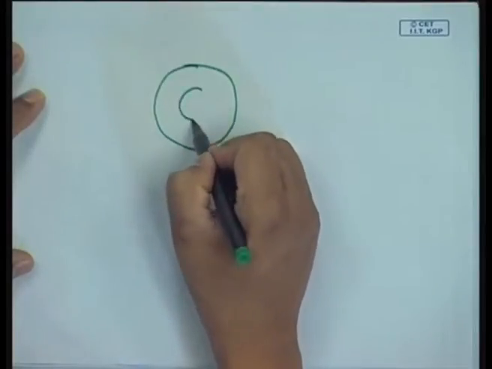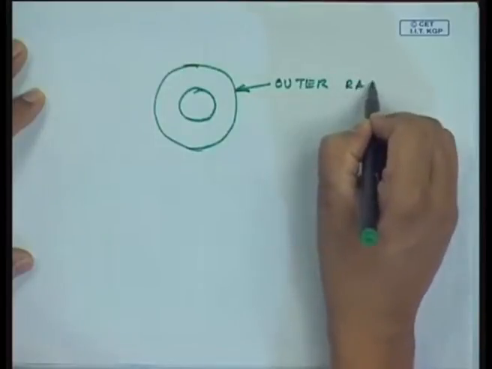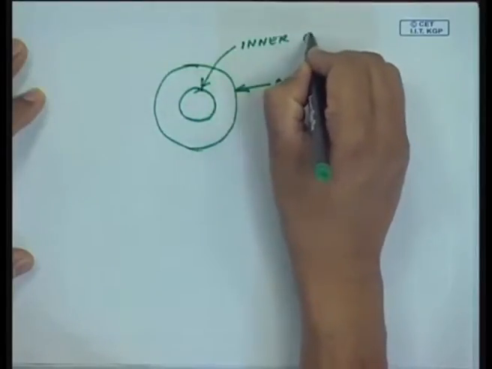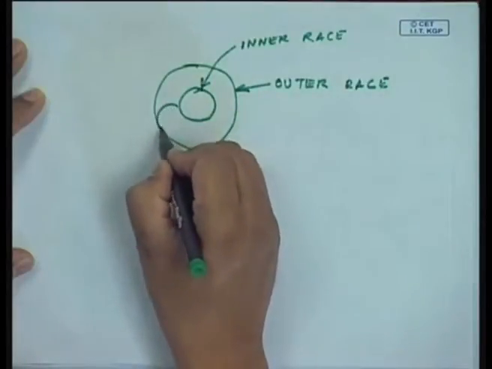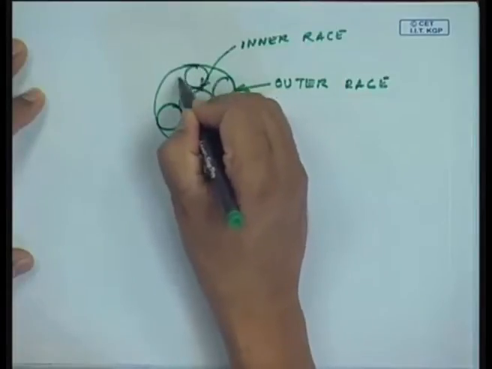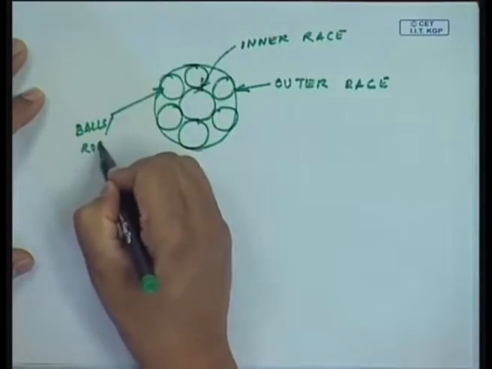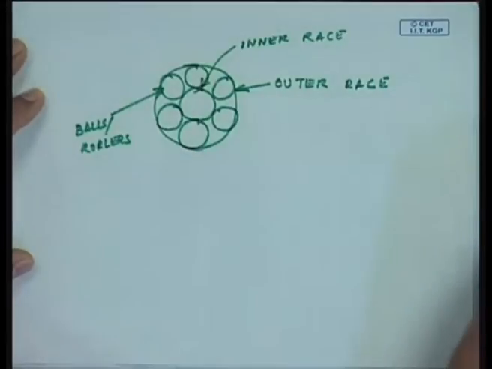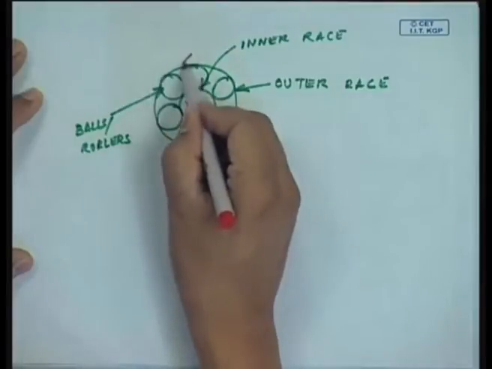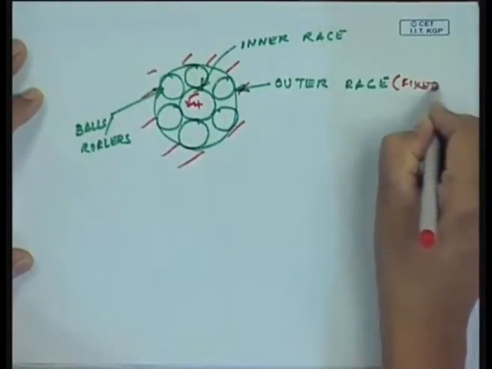Okay. So, a ball bearing actually has many elements. This is known as the outer race, which is usually stationary, and this is the inner race, and these are the rolling elements, the balls or rollers. Okay. Now, there are possible scenarios. This is rotating, and this is usually fixed. The outer race is fixed in our case, and this is rotating.